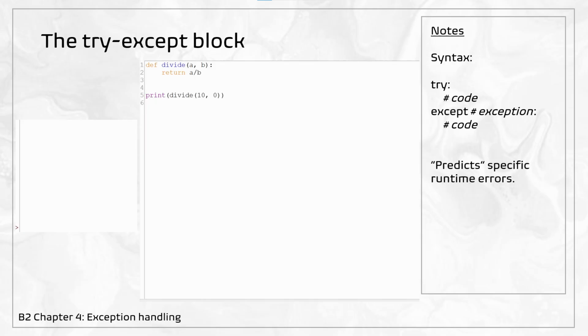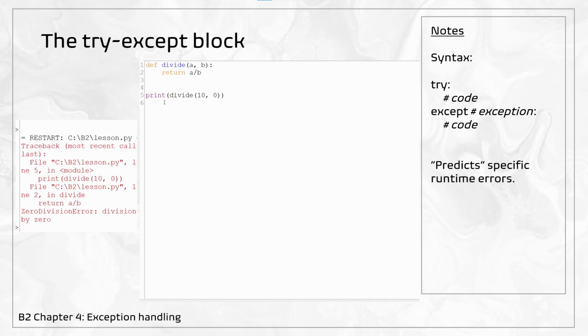For example, this program has a divide function that divides 2 numbers and returns a result. This function works for any combination of 2 integers or floats, except for one scenario, when the second input is 0. If we try this and run the program, we get an error. We get this runtime error, ZeroDivisionError. So let's note that down.